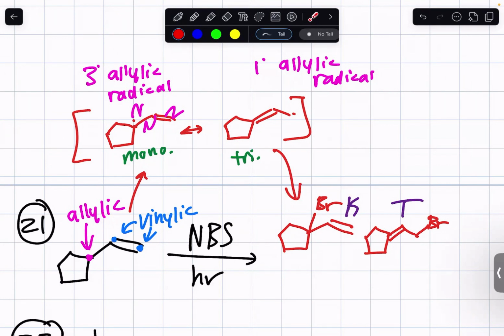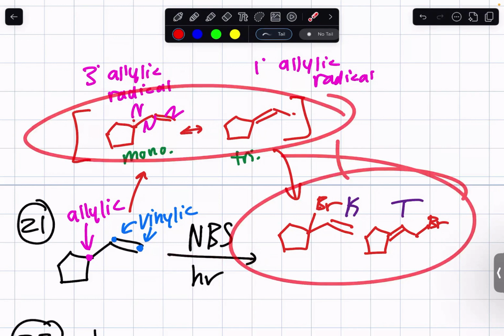So the main point here is this radical at the allylic position right here, right? That's the main point. We want that for NBS. When you see this reaction, always think of an allylic radical. And once you do that allylic radical, then you do resonance to get both products that he wants.